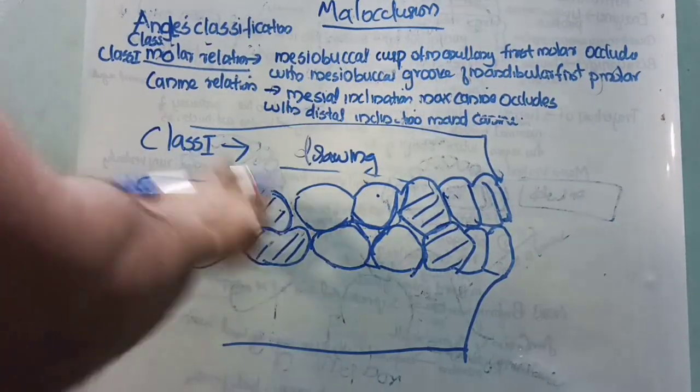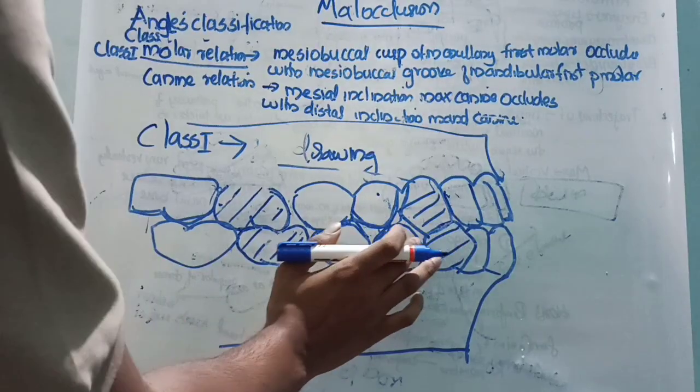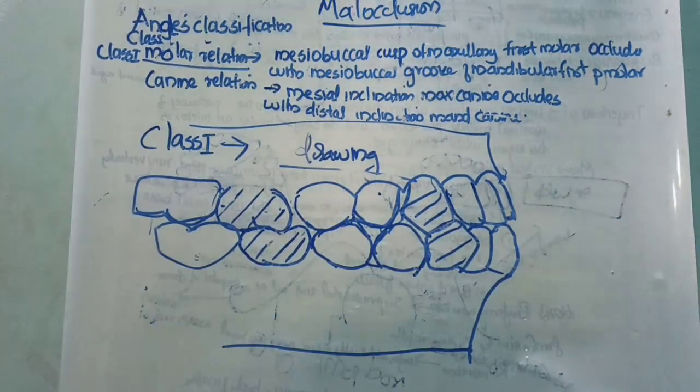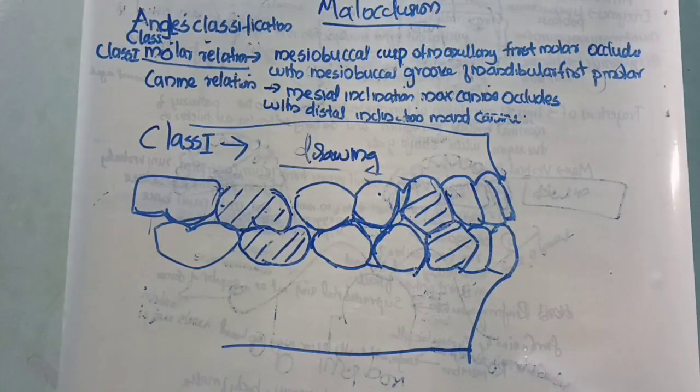in the mesiobuccal groove of the mandibular first molar, and the mesial inclination occludes with the distal inclination. This is for the drawing. This is only for the drawing of class 1 molar occlusion.